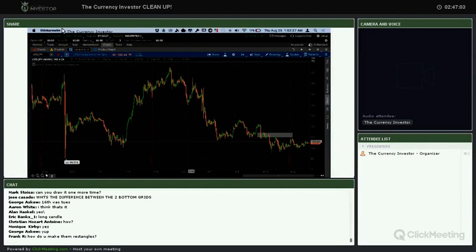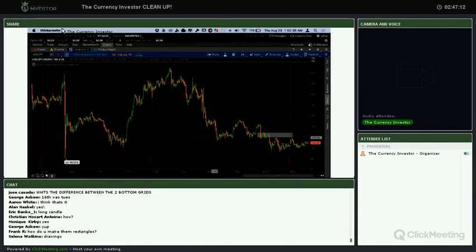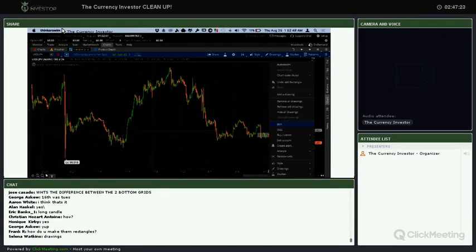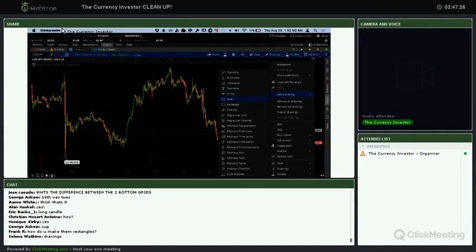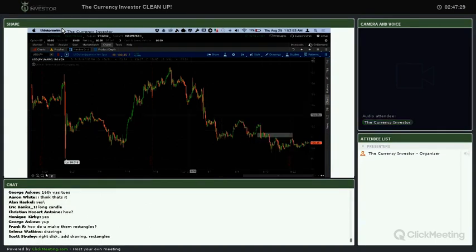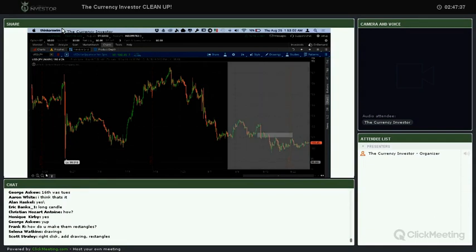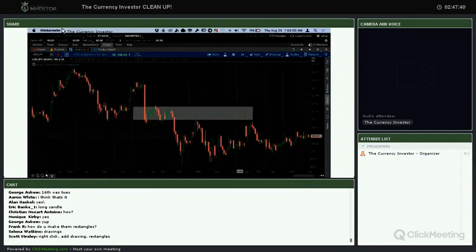Hold on. You got to think. This is the area where we had a lot of demand. Demand is now supply. Go to add drawing, rectangle.